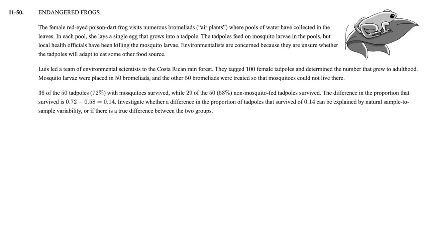So what that means is, was this 72% one sample, the high end sample? Maybe the actual number was something like 32 out of 36. And when you look at the other, was this the low end sample? Could it have actually been that maybe 33 of these lived? Then actually the non-mosquito ones would have a higher rate. So we want to investigate that sample to sample variability here.